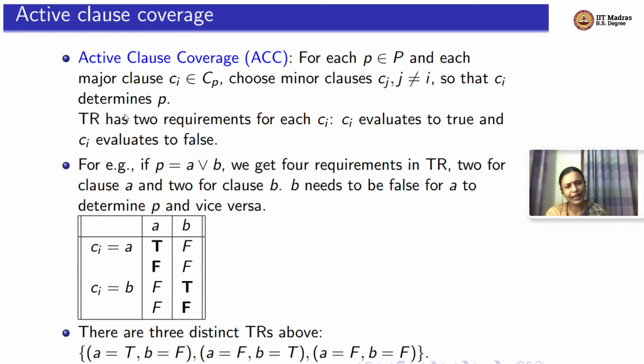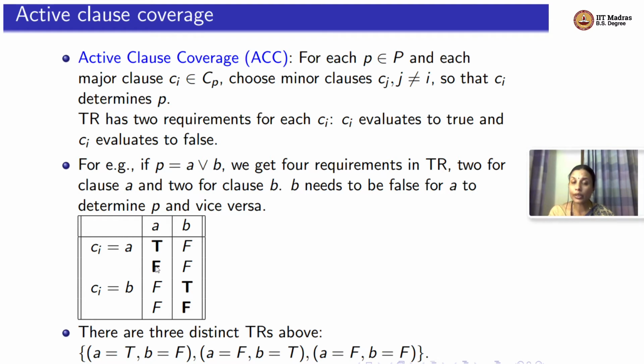Let's look at the same example that we've been using till now in this lecture. P is equal to A or B. Let's say for now, look at where my mouse is moving. Ci is A. That is, we are focusing on the major clause being A and on A determining the value of P. In this table, this is not exactly the truth table. This is just some other table. The bold T and F indicate that A is becoming the major clause and A is becoming true once and false once. T for true, F for false.